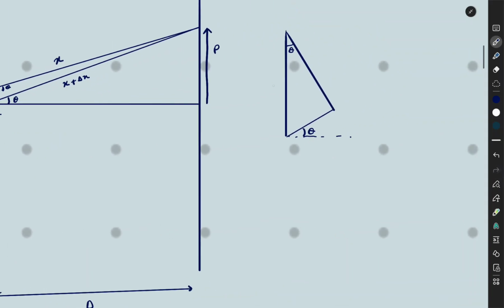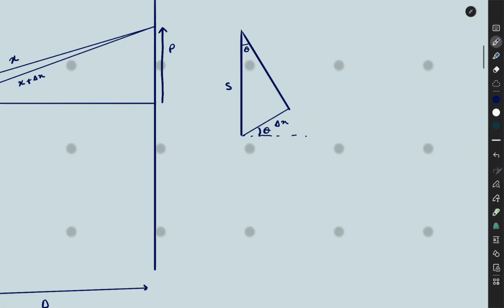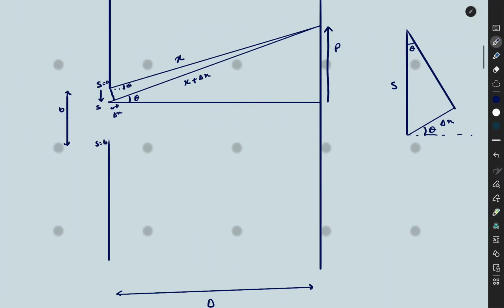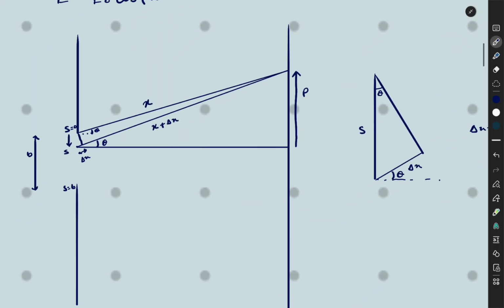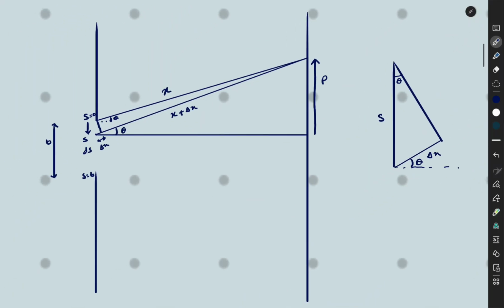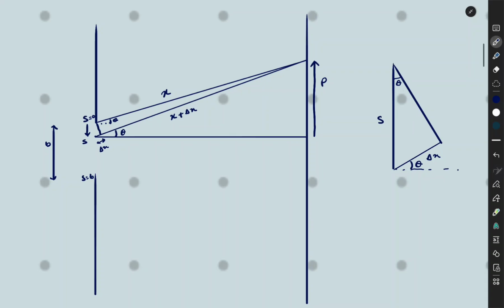And then, if it is S, so this is the delta x, we can see this delta x is equal to S sine theta. So this is something like this, and if we consider a ds element, this single slit is now divided into infinitely small elements of slit. So we will take one of those as ds.